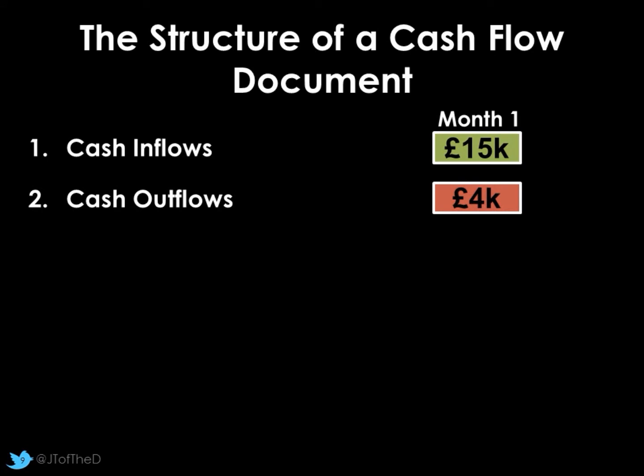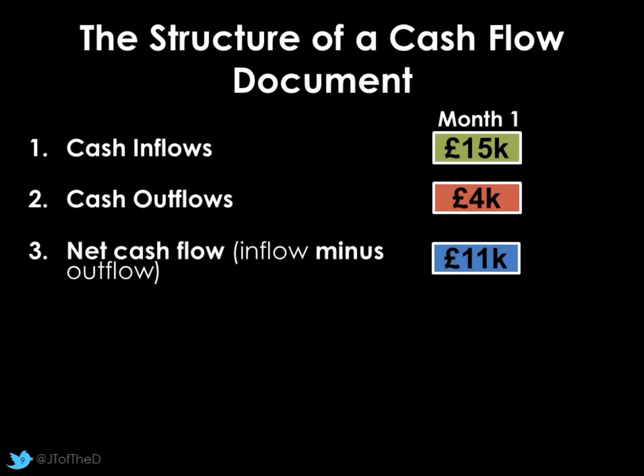The next thing you list is the cash outflows. Again, I put mine in red. Hopefully they're going to be less than the inflows. If they're not, you'll end up with negative cash flow. So in this example, our cash outflows are £4,000. Then comes our net cash flow.